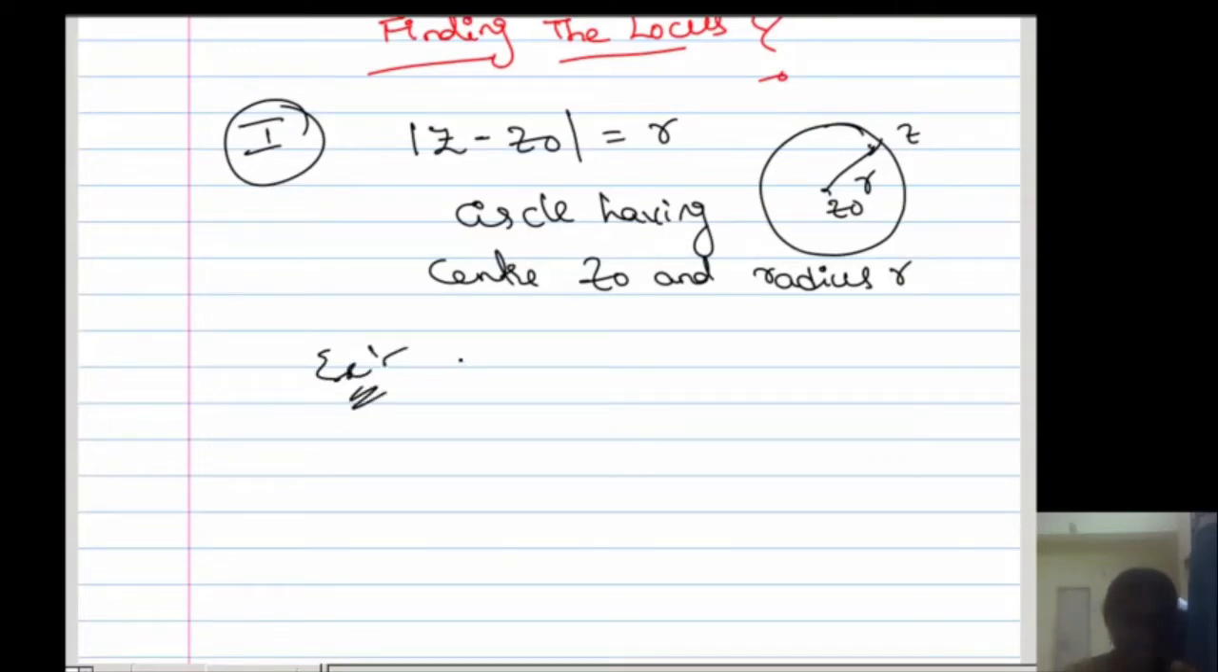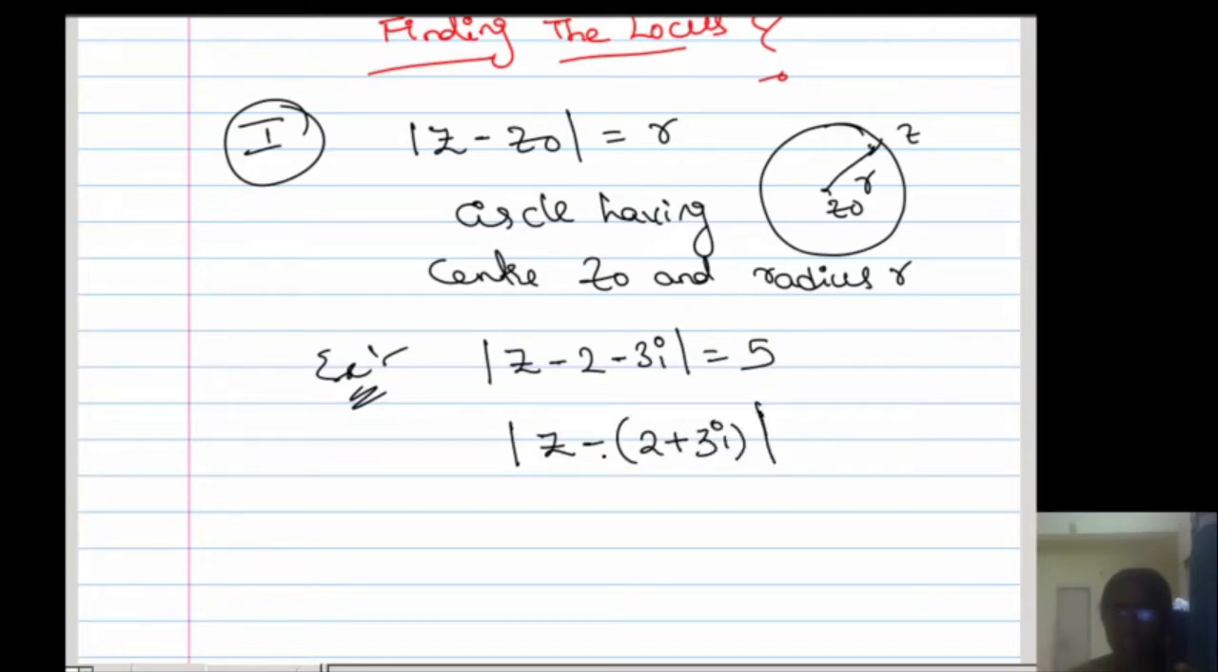By using this I can do some example problems. For example, this is an exercise problem also: mod z minus 2 minus 3i is equal to 5. Find the locus satisfying this condition. Geometrically, what does it represent? According to this concept, I can write this as mod z minus (2 plus 3i) is equal to 5. So z naught is 2 plus 3i, and r is equal to 5.